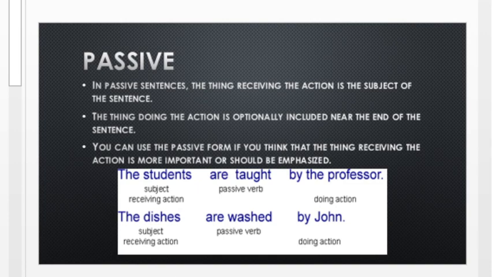Okay, so that everyone will understand that John and the professor are the ones doing the verb or the passive verb. Okay, so that's the obvious difference between active and passive. Passive is basically used when you want to emphasize, sorry, the one that is receiving the action, not the one doing the action. So in passive, the one that receives the action is what we are emphasizing.